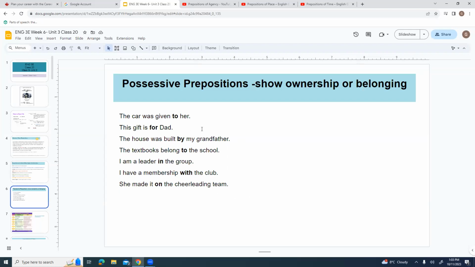Okay, so some of these show ownership, like her or Dad. Some of them show they belong. They belong to this school, belong to that group, that club, that team. Okay, so we use these all the time. We just often aren't aware of them.